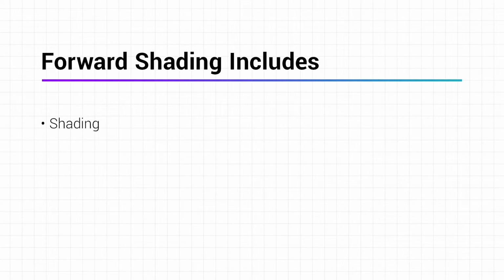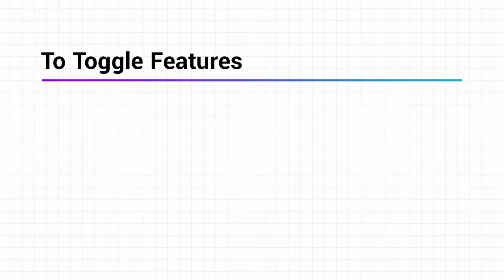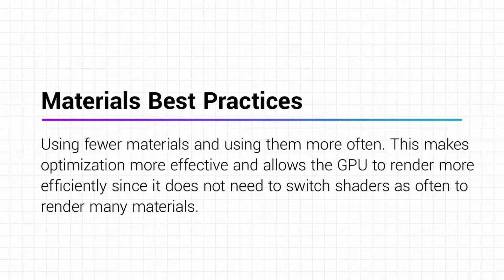Forward shading suffers from this problem more as it packs more functionality such as shading, shadow, light types, material types, and tone mapping into a single shader pass. Deferred shading splits material attributes, lighting, and tone mapping into different passes, making this much less of a problem. To toggle features, you can either use dynamic branching in the shader or compile specialized shaders. In many cases, this is handled by the Unreal Engine, but when you use materials with static switches, you add another multiplier to the problem and you might have to deal with it.